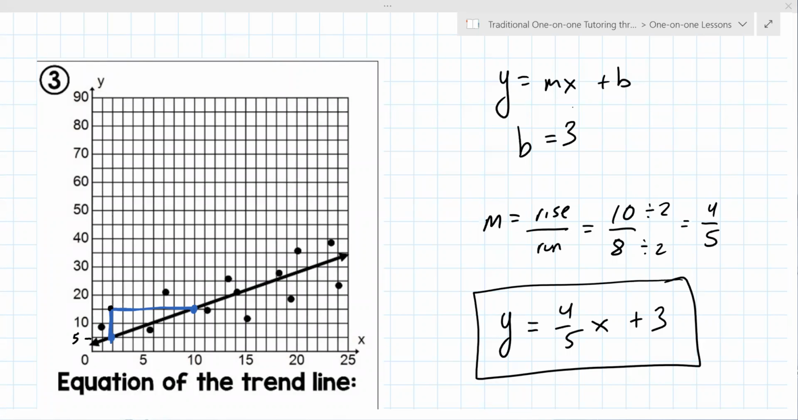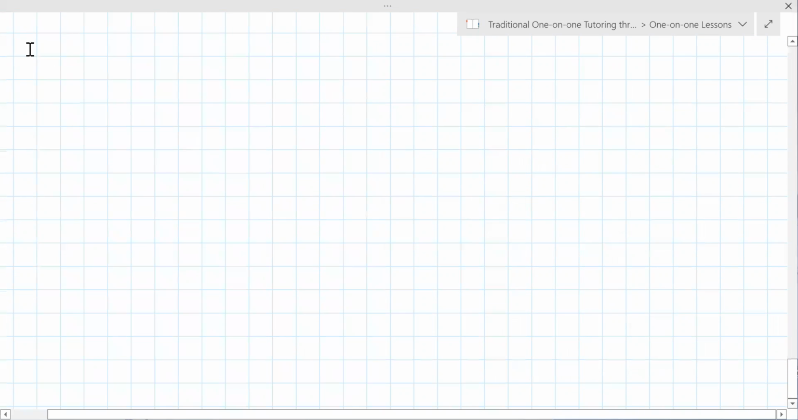All right, let's do number 6. Probably be the extent of what we can get done tonight in our lesson, but we can always pick up here tomorrow.